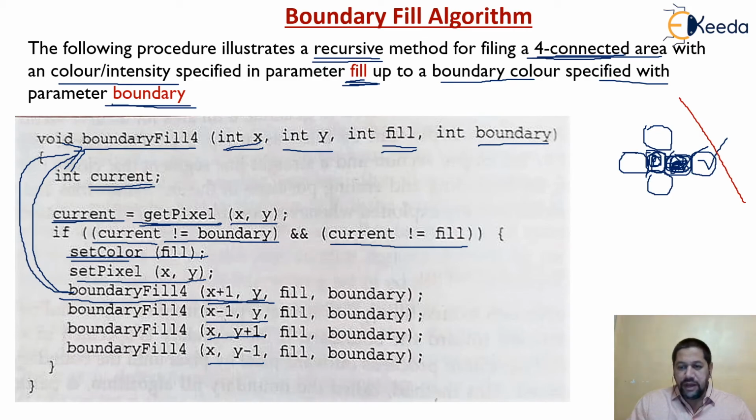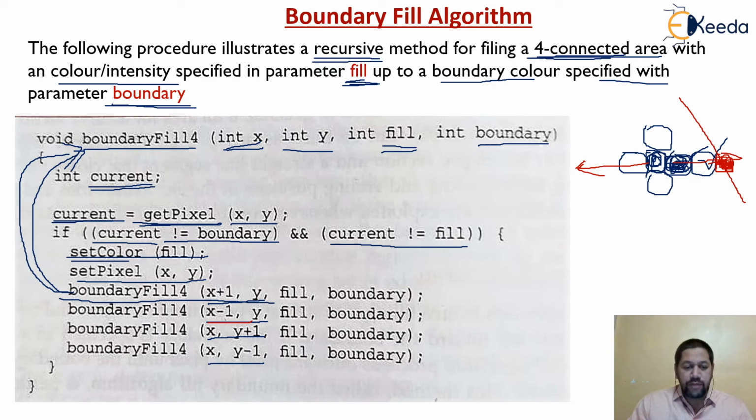So after filling this, I will come to the pixel which is set to the boundary color. If it is set to the boundary color, what is going to happen? My condition fails. If current is not equal to boundary color, yes, the color is set to boundary color, so this condition fails. So I will come out of the recursion, I will come back, and again I will start examining x minus 1 comma y. So I will move in this direction. Initially I was moving in that direction, now I will move in this direction. When I reach the boundary, I will come back.